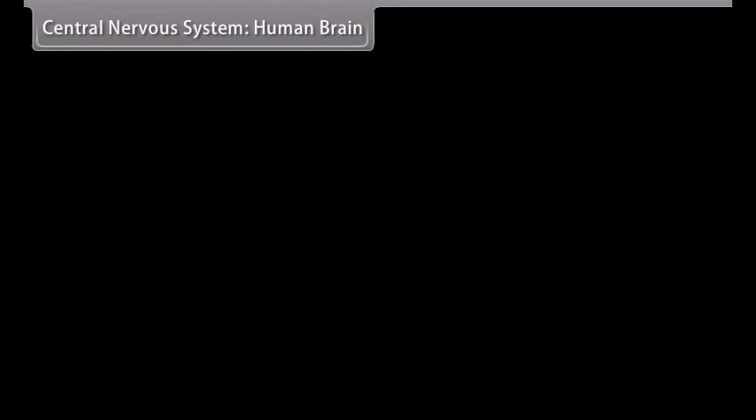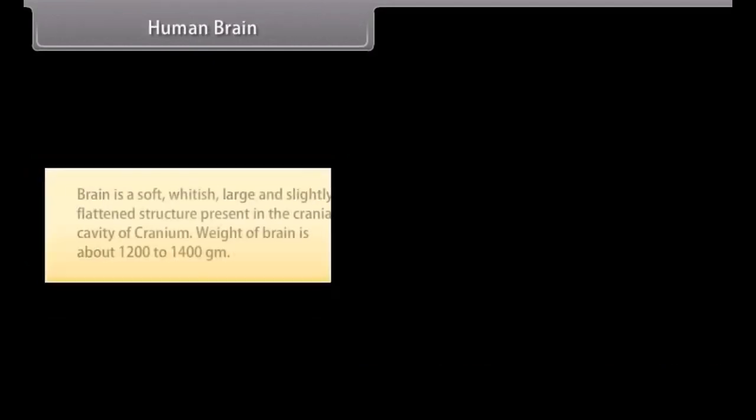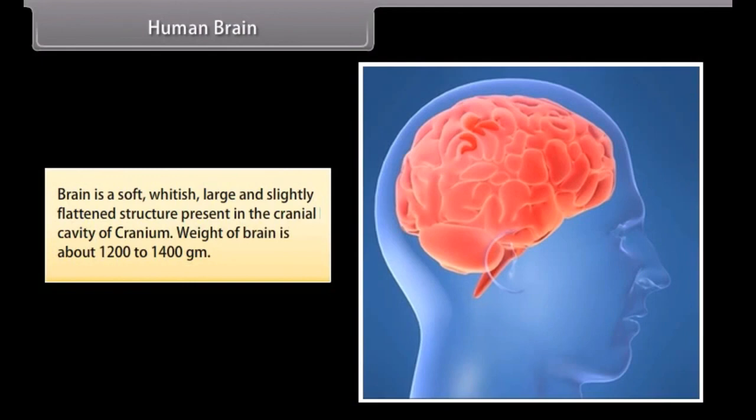Central nervous system. The central nervous system consists of the brain and spinal cord in animals. All life activities are under the control of the brain. Human brain. The brain is a soft, whitish, large and slightly flattened structure present in the cranial cavity of the cranium. The weight of the brain is about 1200 to 1400 grams.